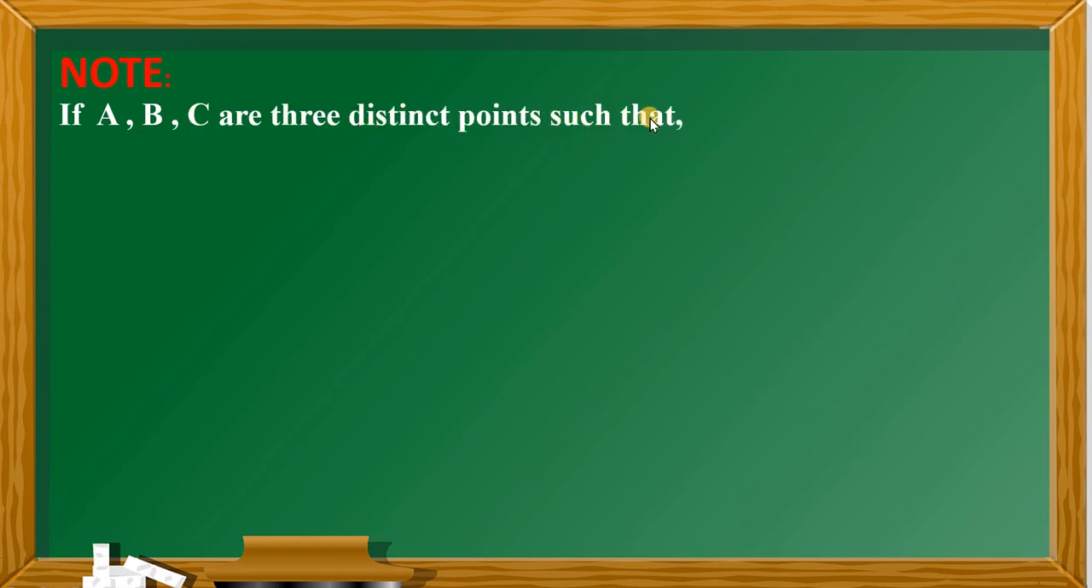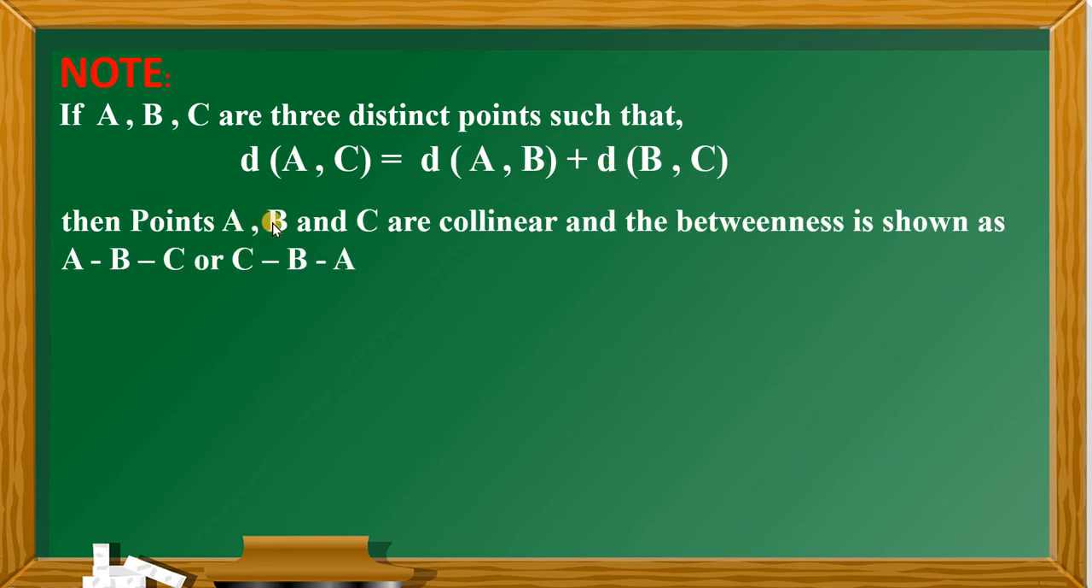Now note, if you have A, B and C to be 3 distinct points such that distance AC is equal to distance AB plus distance BC, then what can we conclude? That these points are collinear. In what way will it be collinear? Here AC is the greatest distance. So which point will be between the other two? Point B will be between points A and C.